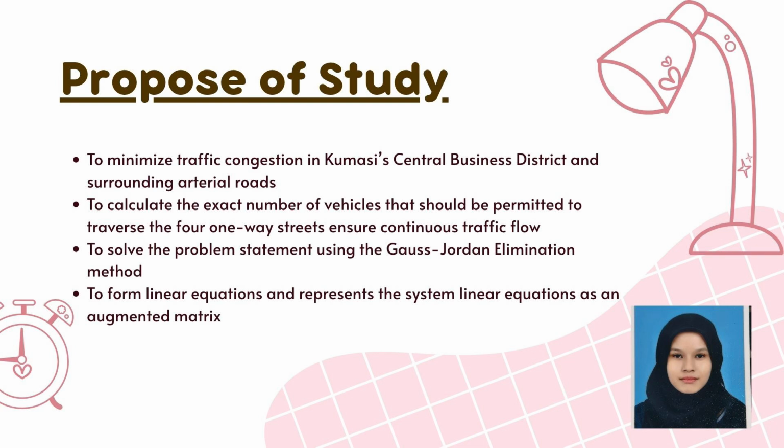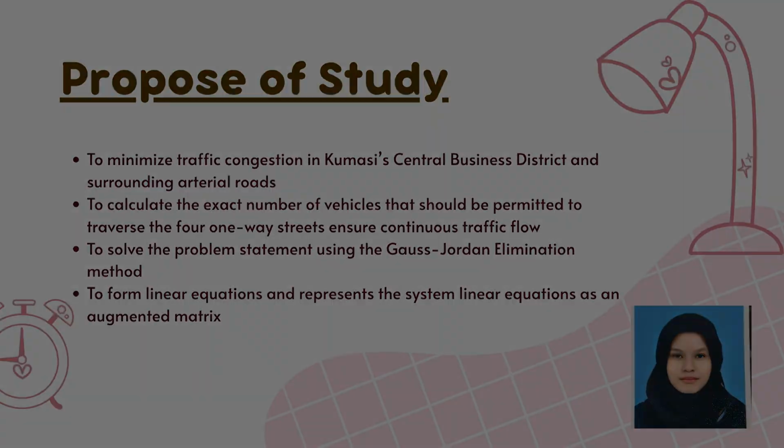Next, to calculate the exact number of vehicles that should be permitted to traverse the 4 one-way streets, to ensure continuous traffic flow. The third one is to solve the problem statement using the Gauss-Jordan elimination method. Lastly, to form linear equations and represent the system of linear equations as an augmented matrix.